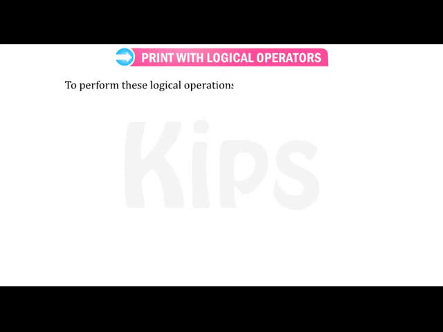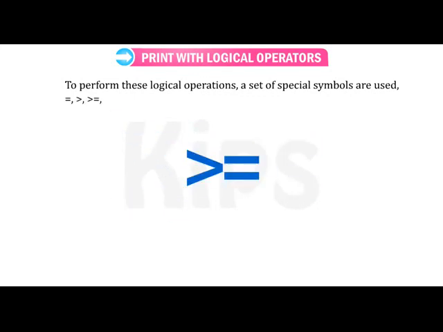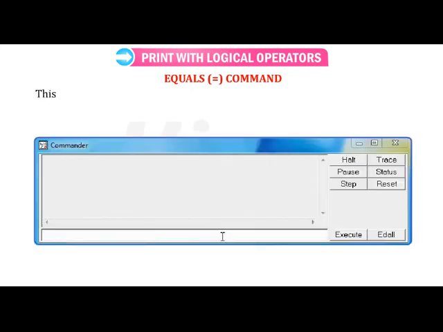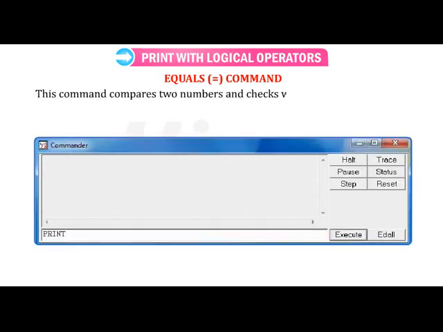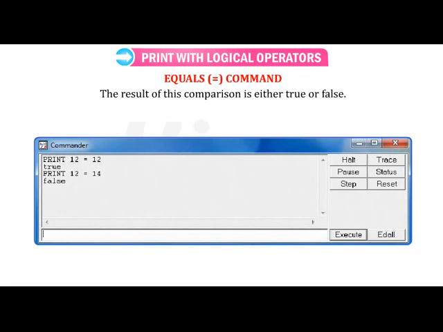Alright children, let me explain to you about print with logic operators. Logo can also work with many logical operators. To perform these logical operations, a set of special symbols are used. Equal to sign, greater than equal to, smaller, smaller than equal to, etc. Equal command. This command compares two numbers and checks whether both numbers are equal or not. The result of this comparison is either true or false.